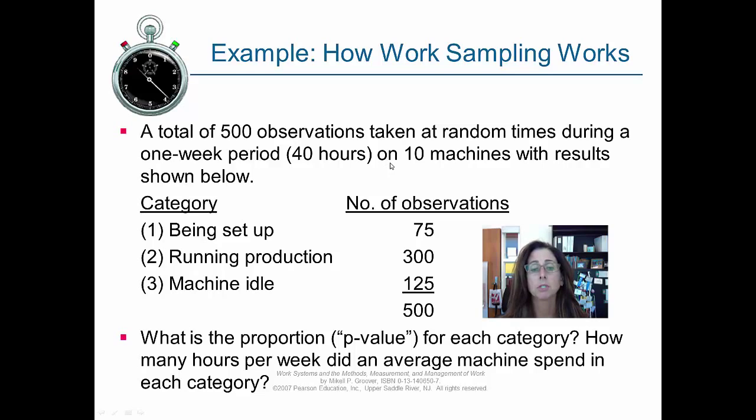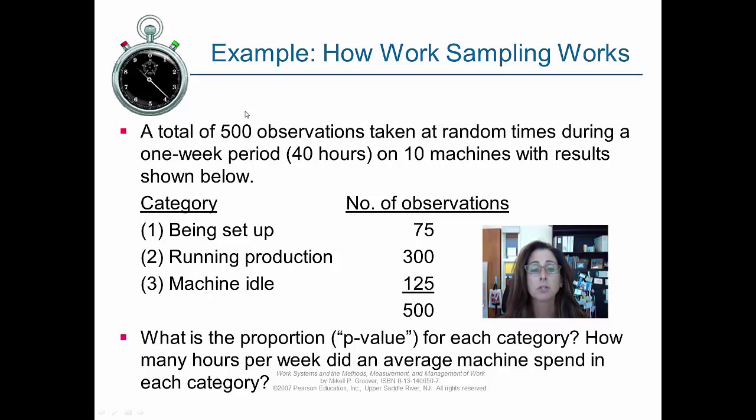So we know that our subject is machines. We have our categories identified here. We have a category of the machines being set up, the machines running production, or the machines being idle. These were all taken again at random times across the week, and there must have been a place on the floor where they could take an instantaneous observation and see, okay, one machine is being set up, 5 are running production, and 4 are idle. And that would have been the data collected for one observation.